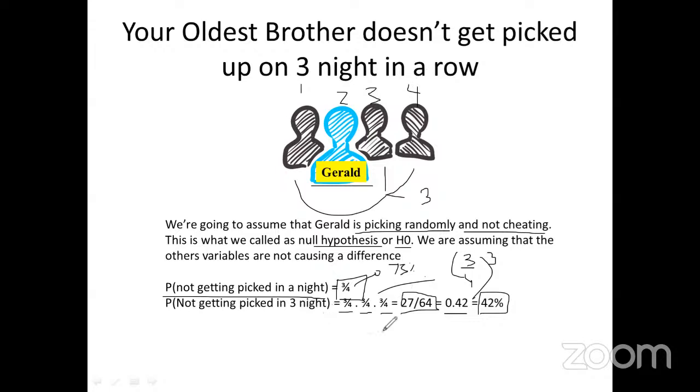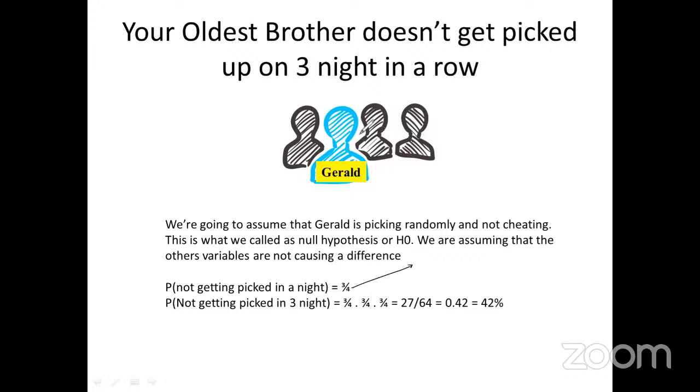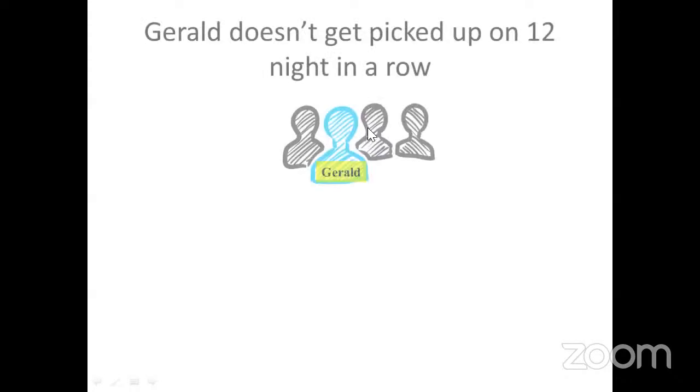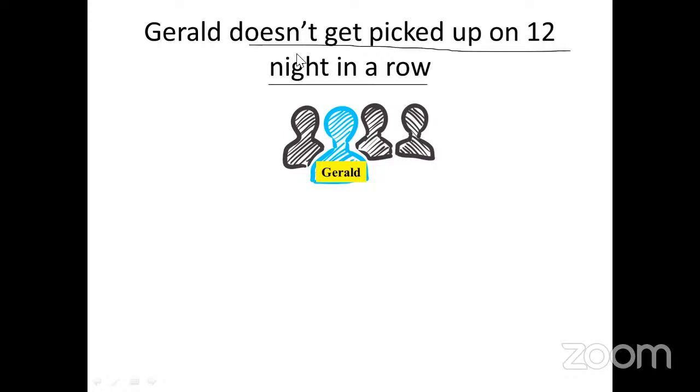If it is just one night, it is normal, because your oldest brother maybe doesn't get picked since the chance of not getting picked is 75%. And if it is 3 nights, it is normal too, because it is 42%. But the problem gets bigger when Gerald's name doesn't get picked on 12 nights in a row. This is a real problem.